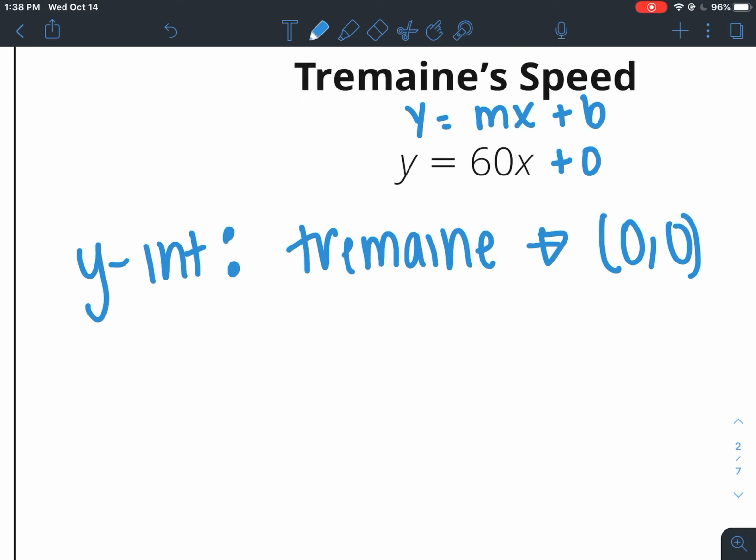So 0, 0 is my y-intercept. So that means that Tremaine started at 0 miles initially. Once we look at Jose, we can explain this a little bit better in context.